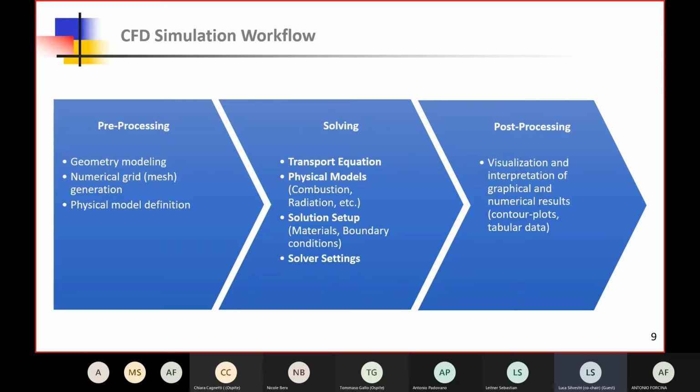The second step is the solving, that consists in solving the transport equation like mass, energy, momentum, and the physical models such as combustion and radiations. After this, we have to set up materials, boundary conditions, and other solver settings. The last part is the post-processing, that consists in the visualization and interpretation of graphical and numerical results, for example, contour plots or tabular data.